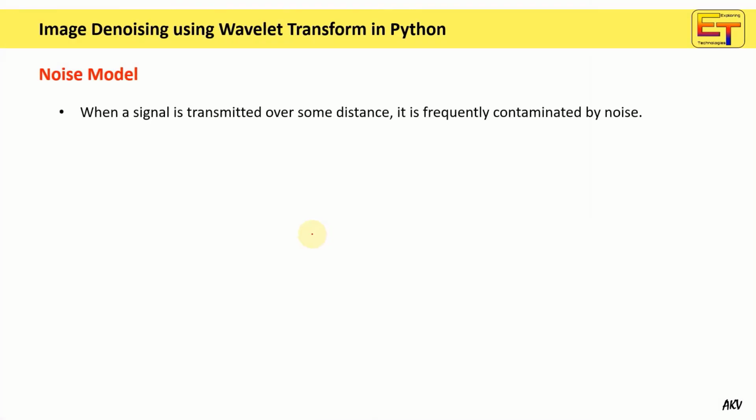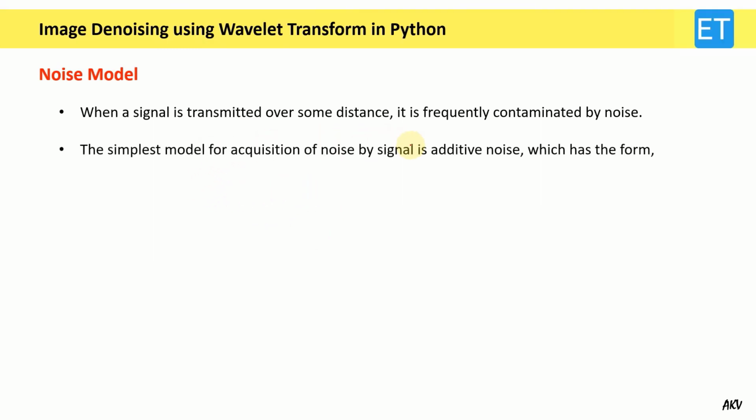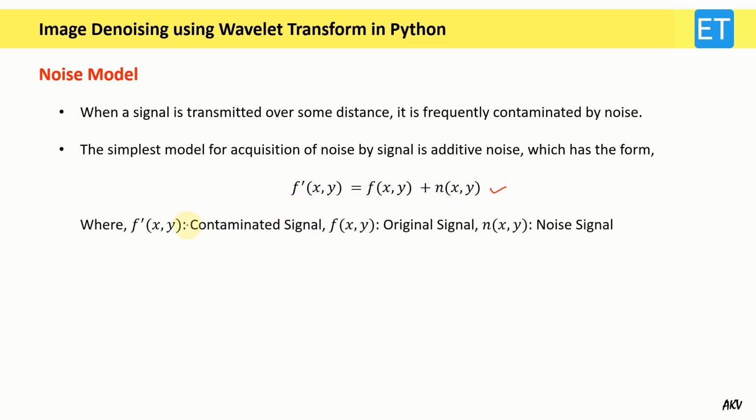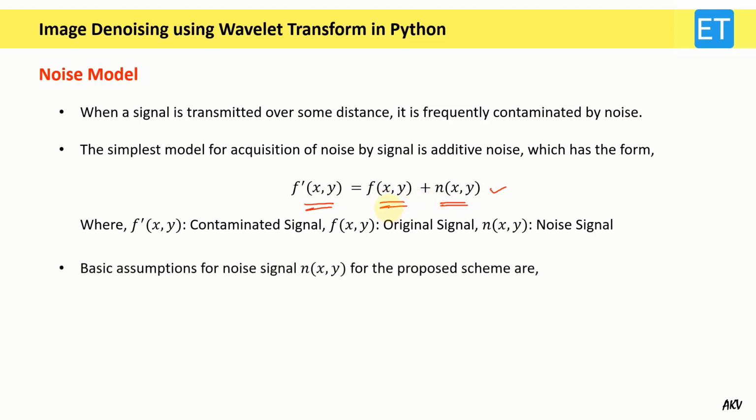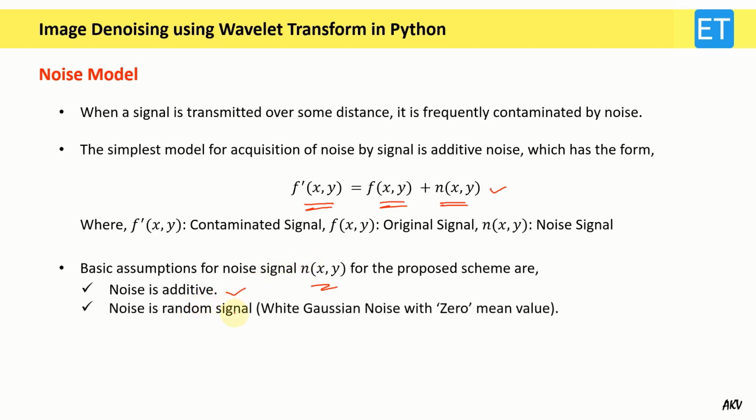And now let's see some theoretical background. When a signal is transmitted over some distance, obviously it is corrupted by noise, and the simplest noise model is defined by this equation. Your corrupted signal, f dash xy, is obtained by adding this noise into the original signal f xy. We have some basic assumptions for this noise n xy: that this noise is additive in nature, and it is a random signal, probably white Gaussian noise with a zero mean value, and it is of high frequency.